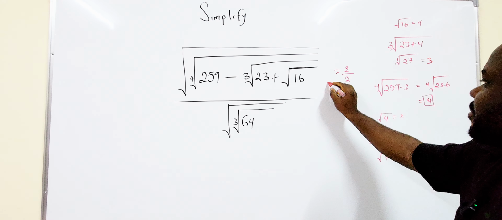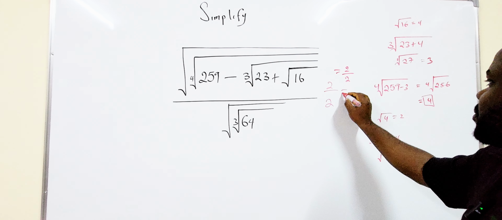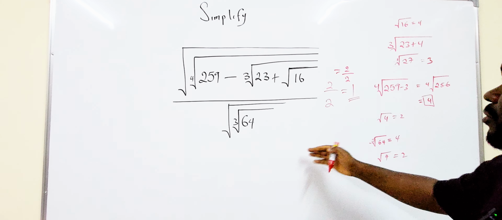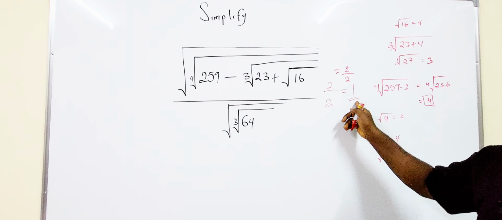So here is 2. The numerator is 2. The denominator is 2. And 2 divided by 2 equals 1. So to simplify this entire thing, your answer equals 1.